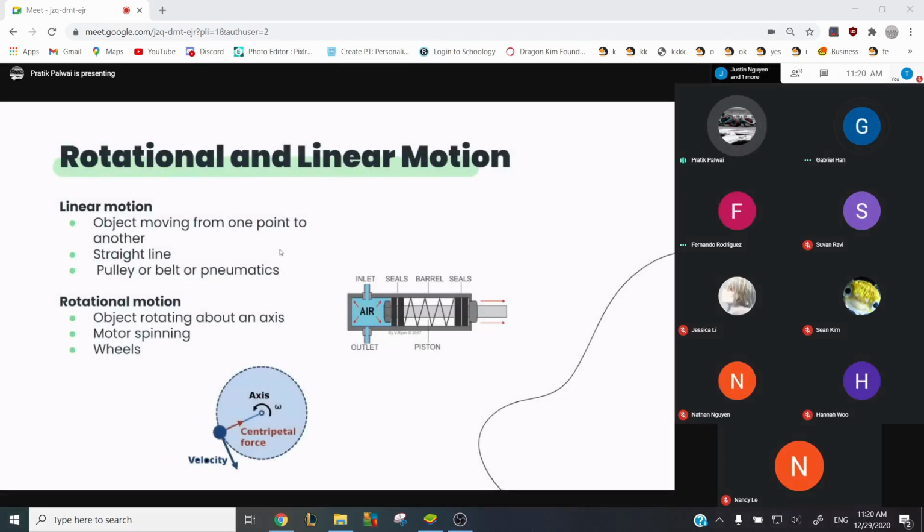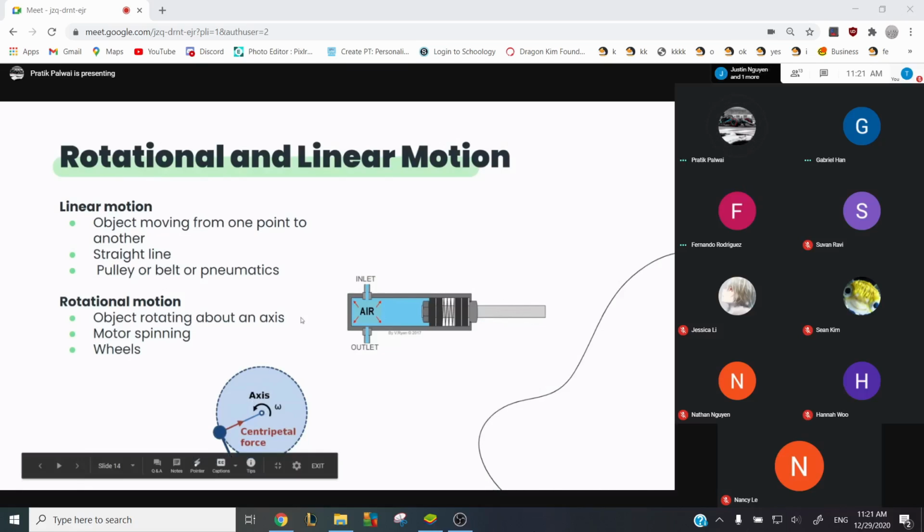Okay, rotational and linear motion. There are 2 types of motion in FRC, linear and rotational motion. Linear motion is obviously an object moving in a straight line, like this GIF of a piston here. It's achieved using pneumatics, belts, chains, pulleys, and shooters. It can also be achieved through hydraulics, but I don't think hydraulics are allowed in FRC. Rotational motion, you're pretty familiar with. It's an object moving in a circle like this. Some examples are motors and wheels.